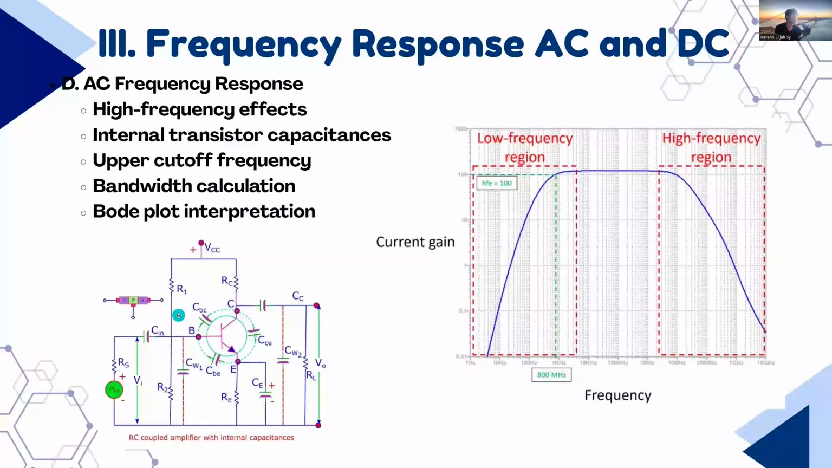This internal capacitance combined with the circuit's Thevenin resistance forms low-pass RC networks. This results in an input high frequency cutoff and an output high frequency cutoff, called FHO and FHI. The overall upper cutoff frequency of the amplifier is determined by the lowest of these high frequency cutoffs.